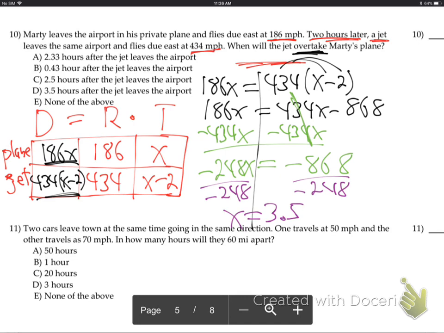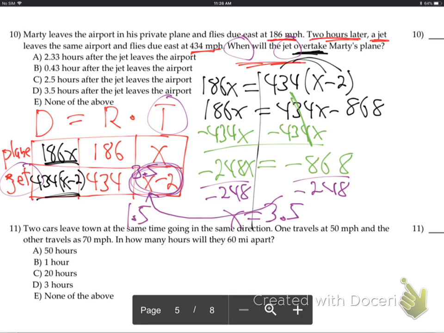When will the jet overtake? When? That's one of those question words. Who, what, when, where, why, how, right? When, jet. When is what? Distance, rate, or time? Time. That's time for jet. It's right here. So you plug the 3.5 in right there. So it's 3.5 minus 2?